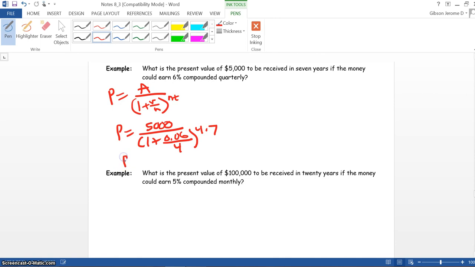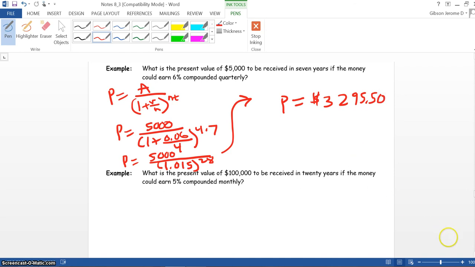So we will have P is equal to 5,000 divided by, in this parenthesis, you would end up with 1.015. Your exponent would be 28. So now for the final answer, actually it's supposed to be P, not A. So we will have the present value would have to be $3,295.50.